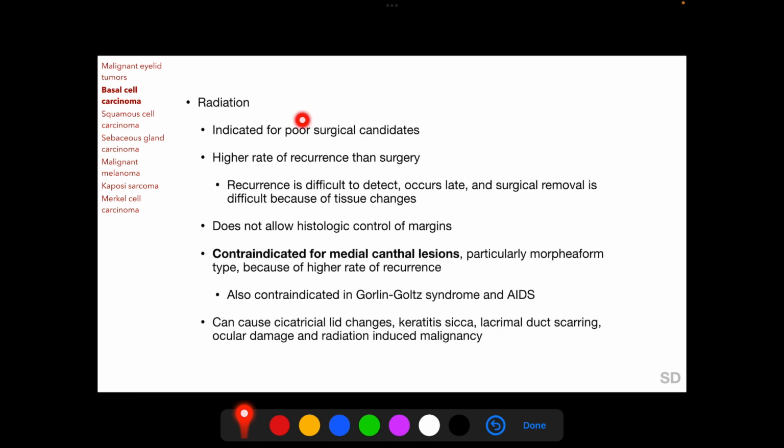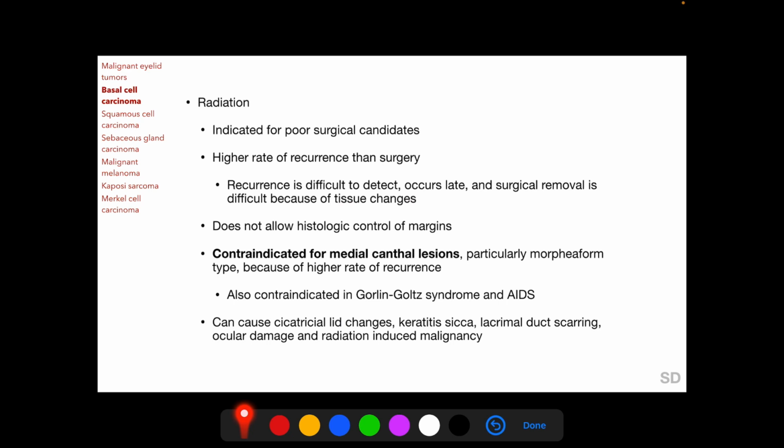Radiation is also indicated for poor surgical candidates and has a higher rate of recurrence as compared to the recurrence rate following surgery. And recurrence following radiation therapy is difficult to detect, occurs late, and surgical removal of the recurrent tumor is difficult because of radiation-induced tissue changes.